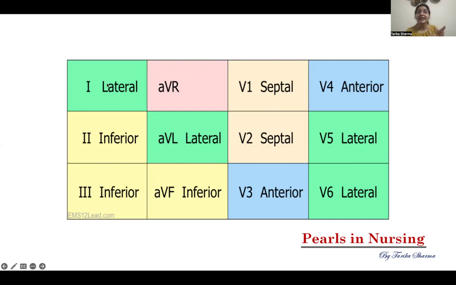Lead 1, lead AVL and leads V5, V6 tell about the lateral portion of the heart, right? तो आपके पास septal के लिए 2 leads हो गई, V1, V2. anterior के लिए 2 लीड्स हो गई V3, V4, और लेटरल के लिए 4 लीड्स हो गई V5, V6, लीड 1 एंड लीड AVL. जस्ट फॉर अ क्विक हिंट, यू कैन रिमेंबर AVL में L आता है, लेटरल में L आता है. तो AVL denotes the lateral portion of the heart, right?